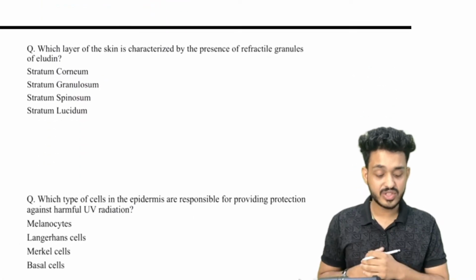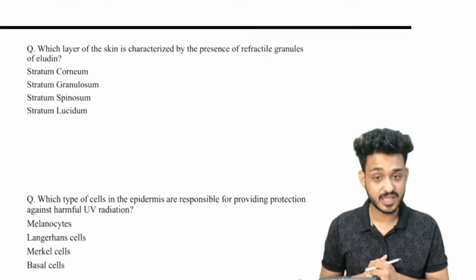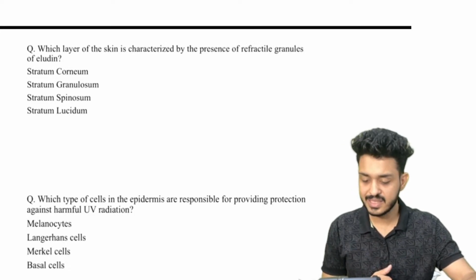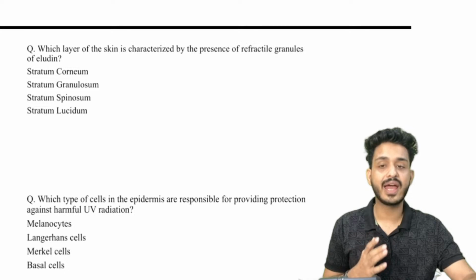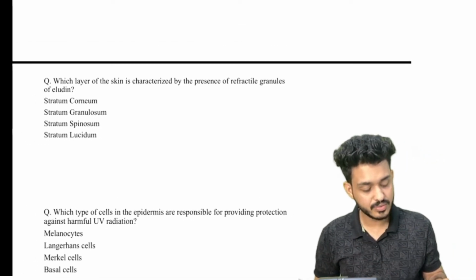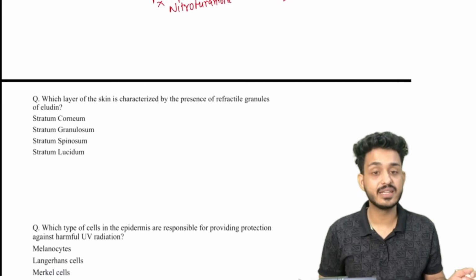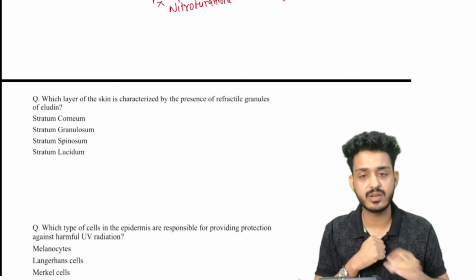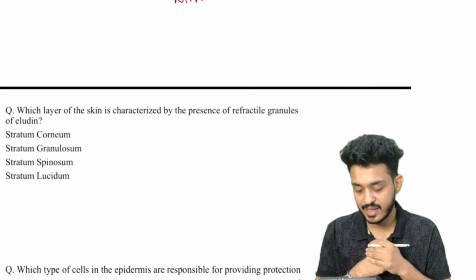Now try to answer: which layer of the skin is characterized by the presence of refractile granules? Multiple things we can check. We can check for any kind of culture. So first of all, guys, tell me what the different layers of the skin are. We will go from outside to inside, then we will discuss this particular question about refractile granules. Till then, try to answer.